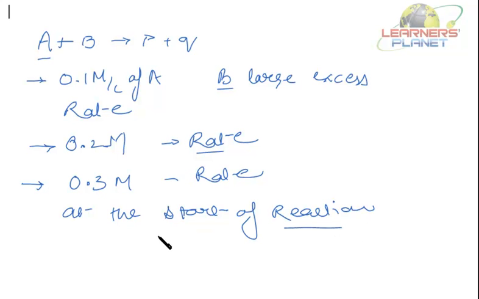Now why is the rate determined at the start of the reaction? Because when the reaction has just started, the product is not there, and the product is not at all interfering with the rate of the reaction or with the chemical reaction going on. As the product is not yet formed, it is not going to interfere with the chemical reaction. That is why the rate of reaction is determined at just the start of the reaction.